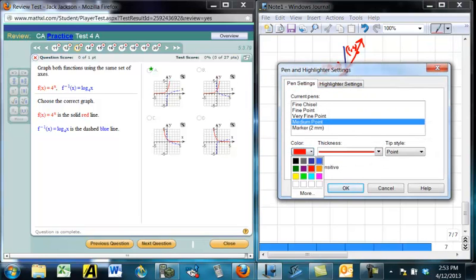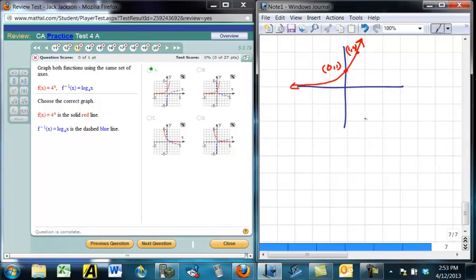And then its inverse is going to reflect over the line y equals x, so it's going to go down here. It's going to go through (1, 0), and somewhere out here, (4, 1). So the reflection over the line y equals x. So it looks like a and b have the right shape for the exponential, but only a has the right shape for the logarithm.